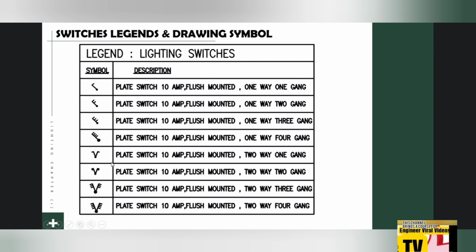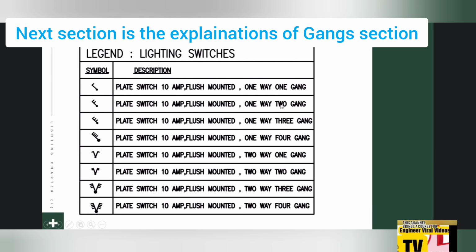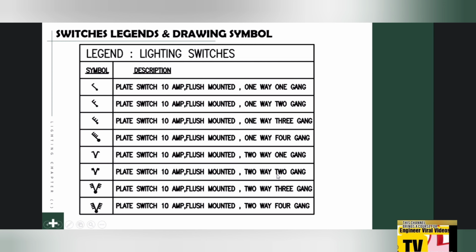See here the sample switch called the 2-way 1 gang, and this is 2-way 2 gang, and so on, 2-way 3 gang and 2-way 4 gang. What is the difference between the 1-way 1 gang switch and the 1-way 2 gang switch, and between the 1-way and 2-way? I will explain everything. Let's start.